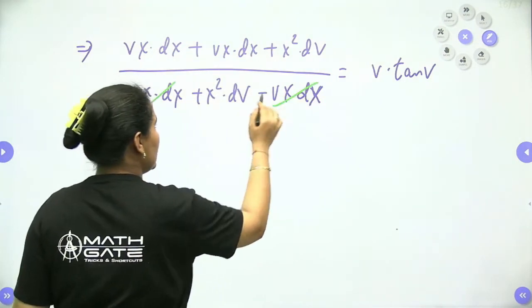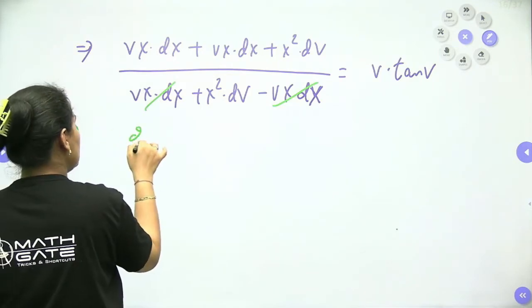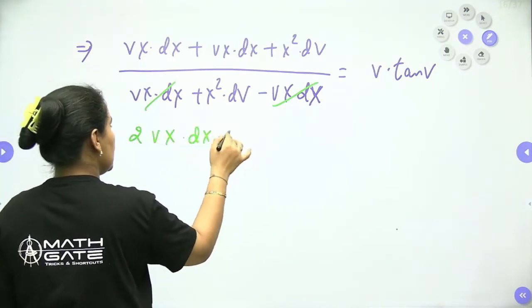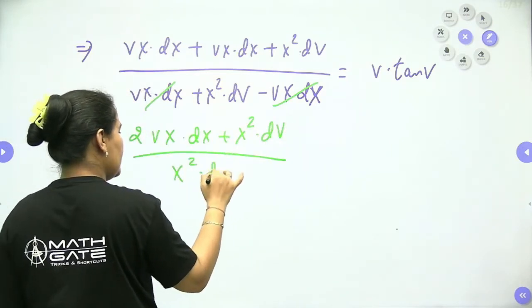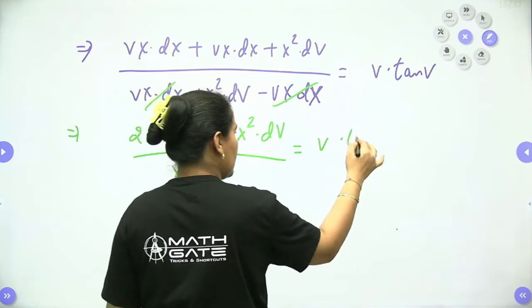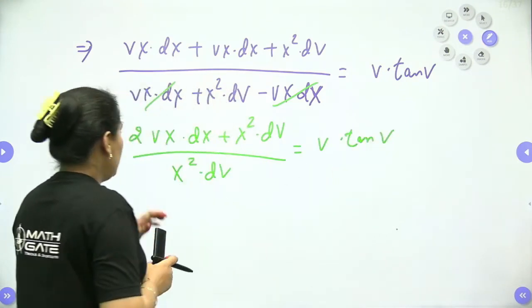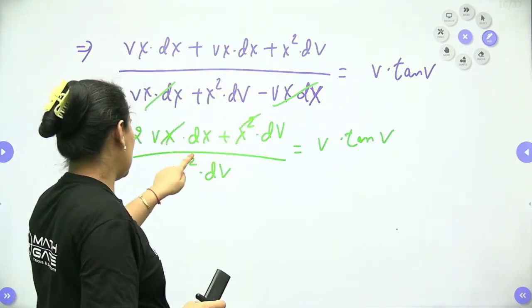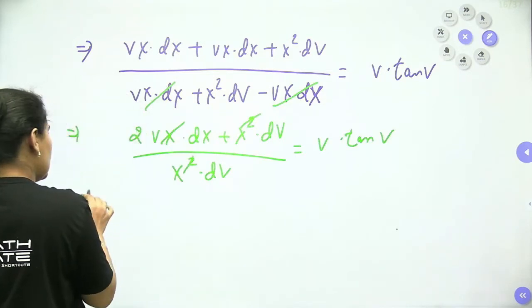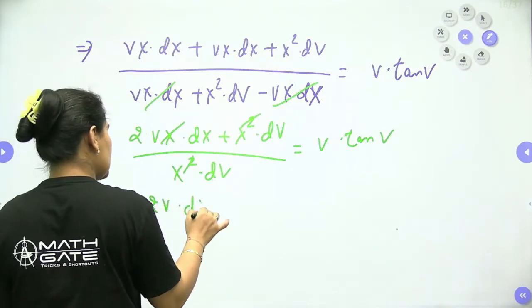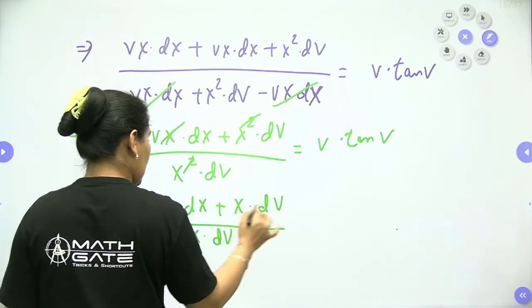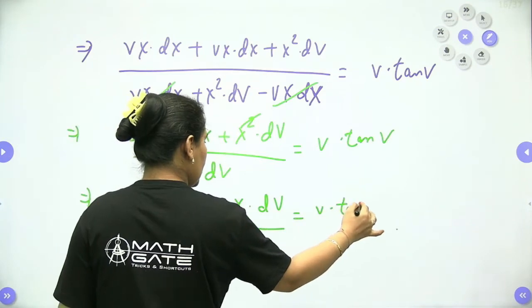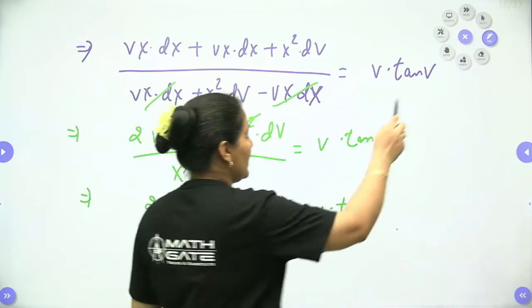vx dx and vx dx will cancel out. We get 2vx dx plus x square dv divided by x square dv is equal to v into tan v. If we want, we can cancel out x and x from here, so it will be 2v dx plus x dv divided by x dv, equal to v tan v. Now we can bifurcate this one. Let's approach it in a different manner. So when we bifurcate, what happens?